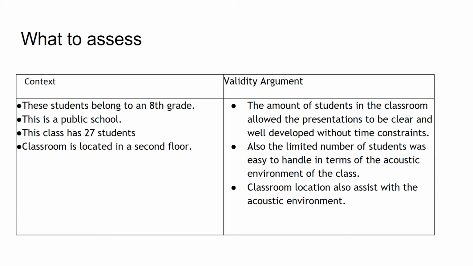What to assess? Context. The context for this class is that these students belong to an 8th grade. This is a public school and this class has 27 students. The classroom is located on the second floor. The validity argument for this context is that the amount of students in the classroom allowed the presentations to be clear and well developed without any time constraint. Also, the limited number of students was easy to handle in terms of the acoustic environment of the class. Therefore, the presentations were developed without any constraint, and the classroom location also assists with the acoustic environment.